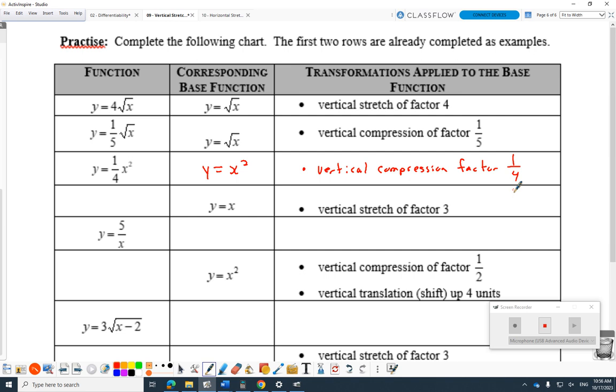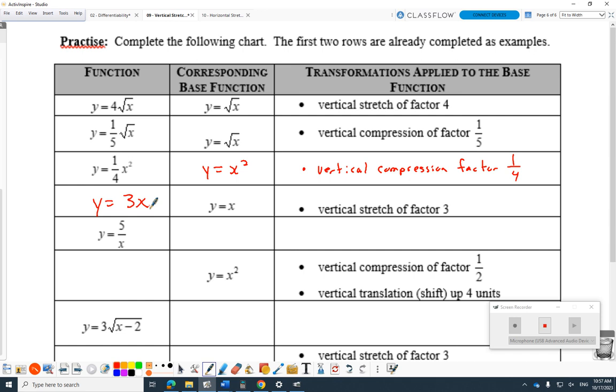Base function y equals x. Vertical stretch factor 3. Can you work backwards and go, okay, what function has base function y equals x, and it has a vertical stretch by factor 3? Y equals 3x. And if you're right with me, you're sort of like, but we didn't call that vertical stretch in grade 9 when we did it. We called that slope. That's all it was. Slope was a different vertical stretch. So we can still use the same language with those. You don't have to, though. With lines, you don't have to go through that.